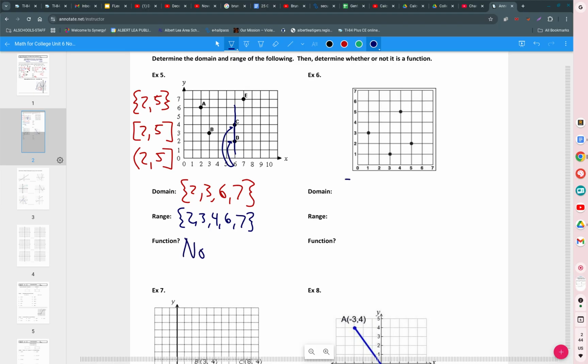I look at the next one. The domain is the x values of 1, 3, 4, and 5. The range is the y values. That is 1, 2, 3, and 5. Is it a function? Yep, if I draw a vertical line, you can see that each point only hits once. So yes, it is a function.